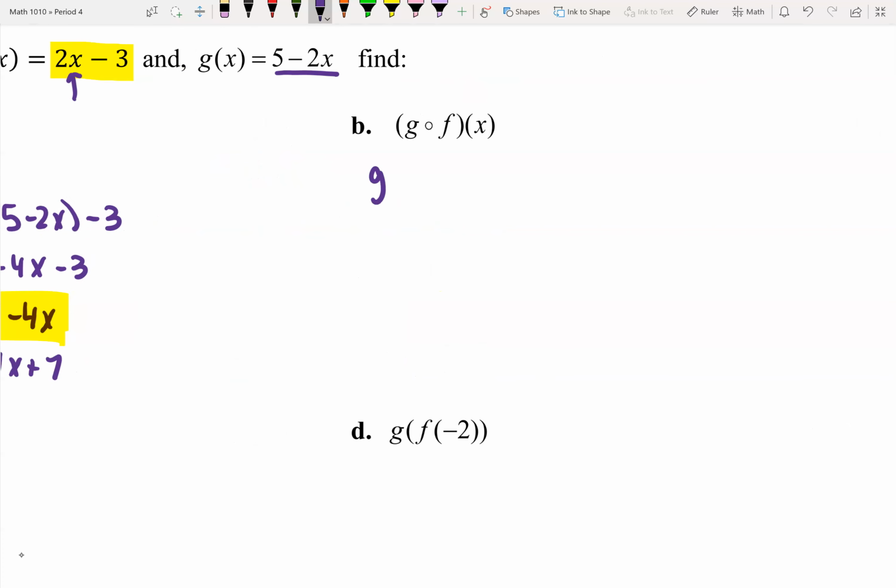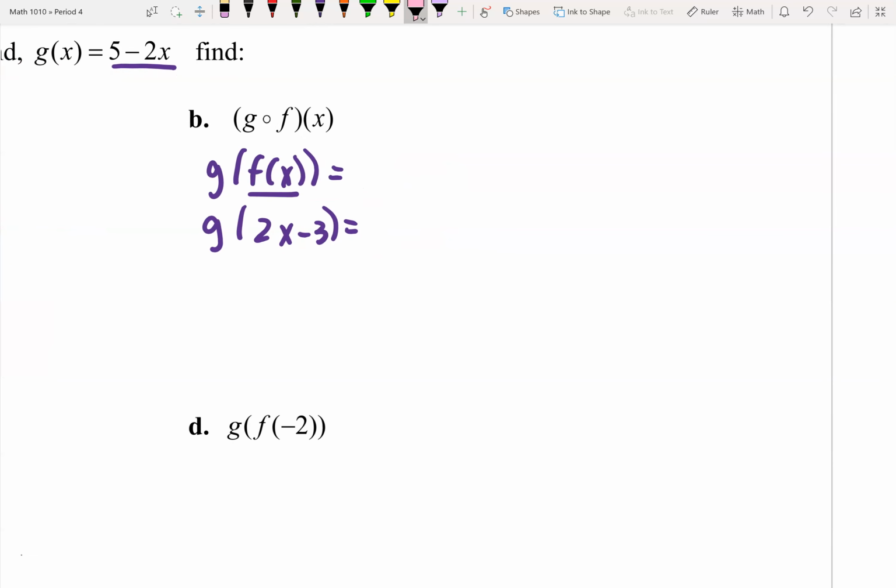Okay, question B. The first thing I want you guys to do is to write it as g of f of x, like that. And then take that f of x and replace it with what f of x is, which is 2x minus 3. Now you go into this g of x, which is right here.